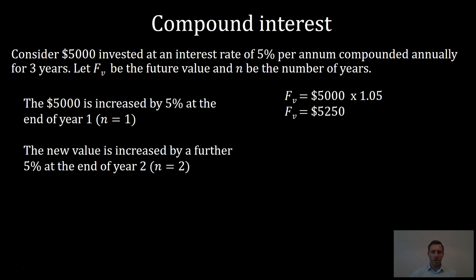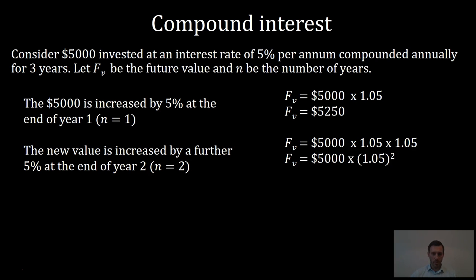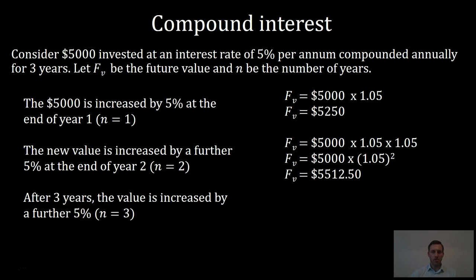In year 2, the new value is increased by a further 5%. This is the same as writing 5,000 times 1.05 times 1.05, or 5,000 times 1.05 squared. After 2 years, there will be $5,512.50 in the investment.